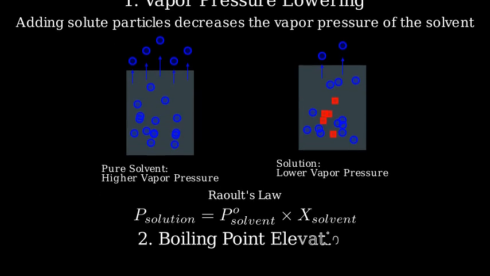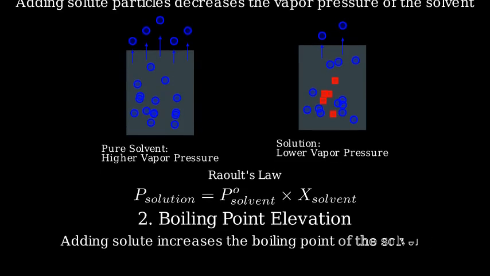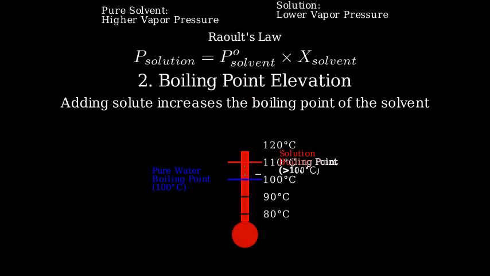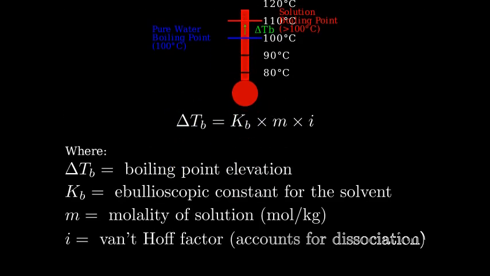Next, let's look at boiling point elevation. When solute particles are added to a solvent, the boiling point of the solution increases. This happens because the vapor pressure is lowered, so the solution needs to be heated to a higher temperature to reach the external pressure and boil. The change in boiling point is directly proportional to the molar concentration of the solute, and we can calculate it using the formula ΔT_B = K_B × m × i, where ΔT_B is the boiling point elevation, K_B is the ebullioscopic constant specific to the solvent, m is the molality of the solution, and i is the van 't Hoff factor, which accounts for dissociation of the solute.